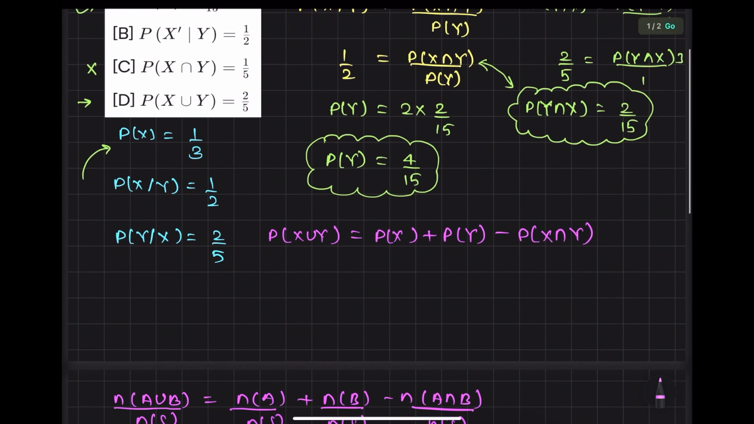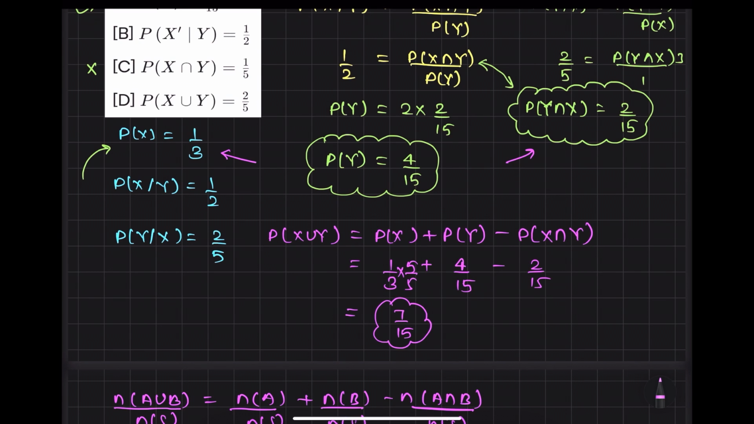Now look at this. The probability of X union Y we don't know. We have to calculate. Okay. So let's calculate this first. So who is P of X? P of X is 1 by 3. Correct? Who is P of Y? P of Y is 4 by 15. Who is P of X intersection Y? P of X intersection Y is 2 by 15. Now can I multiply and divide by 5? So it will become 5 plus 4 is 9, 9 minus 2 is 7. So 7 by 15. So this value will become 7 by 15.